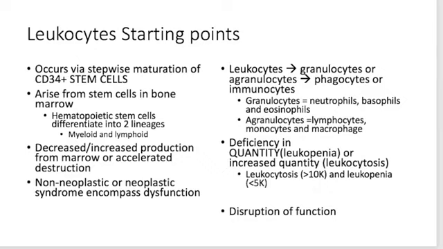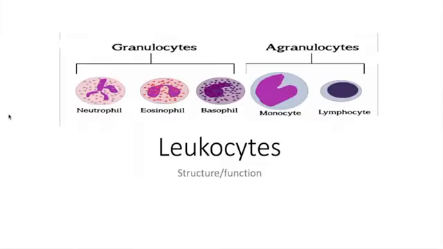Other ways to look at it are phagocytes and immunocytes. The granulocytes are the neutrophils, basophils, and eosinophils, and that's because they have granular components within them. Agranulocytes are your lymphocytes, monocytes, and macrophages. They have far fewer granules in their cytoplasm than the granulocytes do. Let's take a look at the leukocytes.